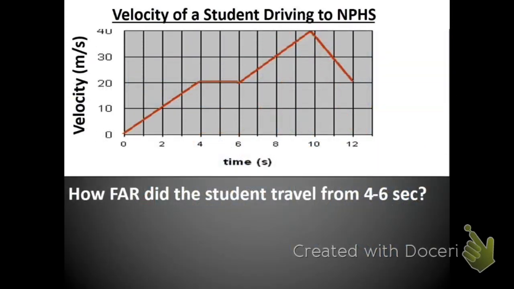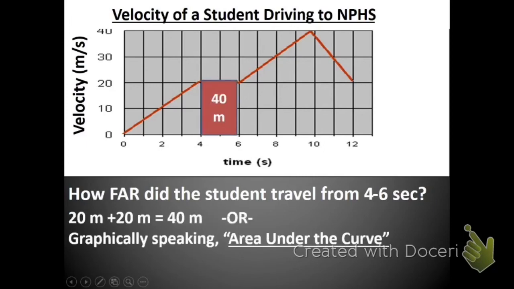One final thing we can do with a velocity versus time graph is look at how far the student traveled over certain increments of time, for example, from 4 seconds to 6 seconds. To do this, we're going to look at the area under the curve. In 1 second, he would travel 20 meters because it's traveling 20 meters per second, and in another second, another 20 meters. In other words, 20 by 2 seconds, the area under the curve.